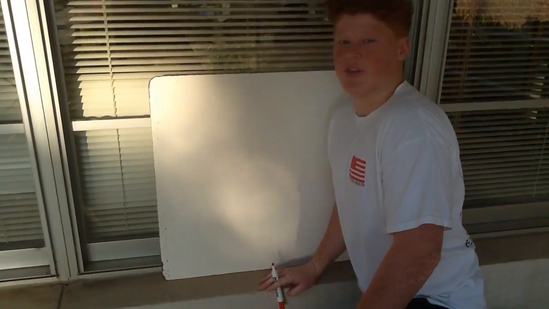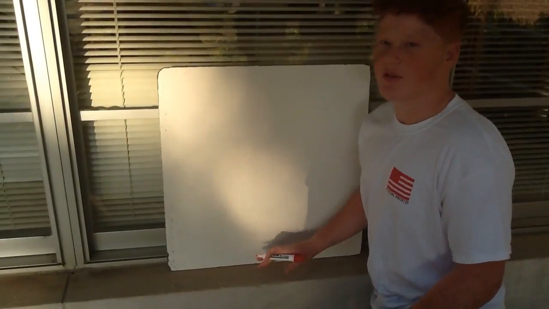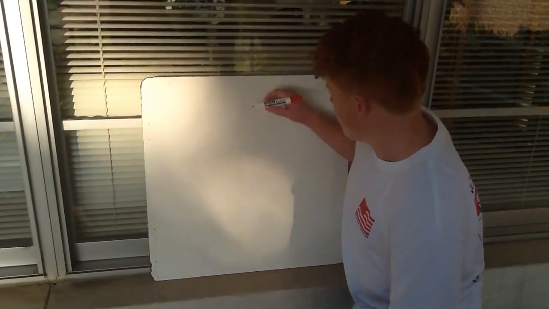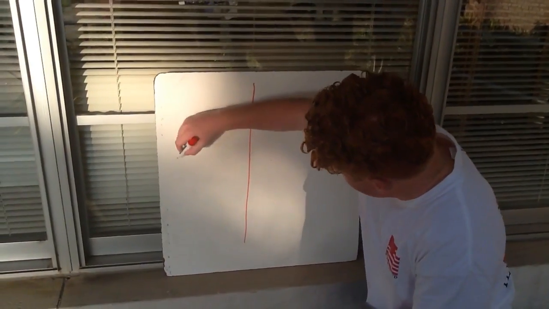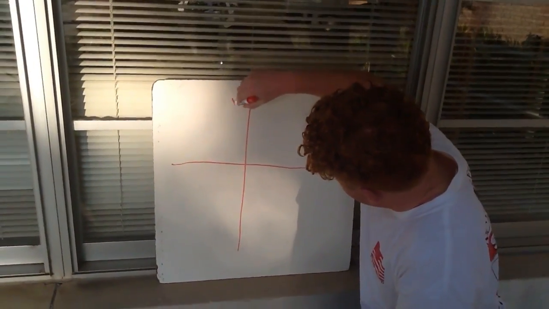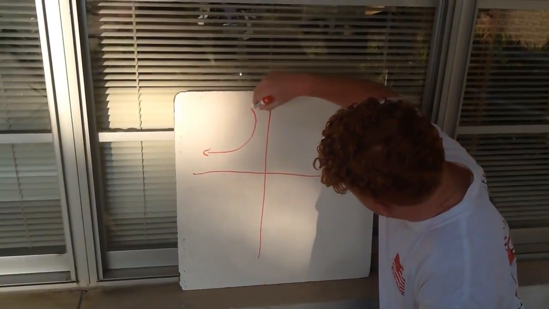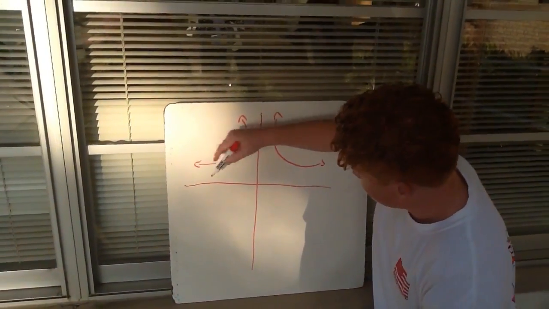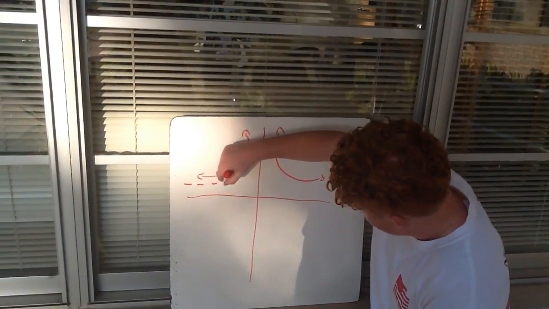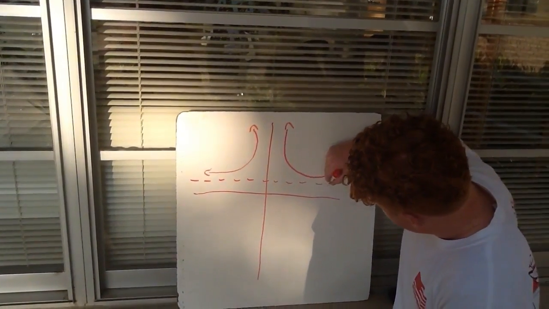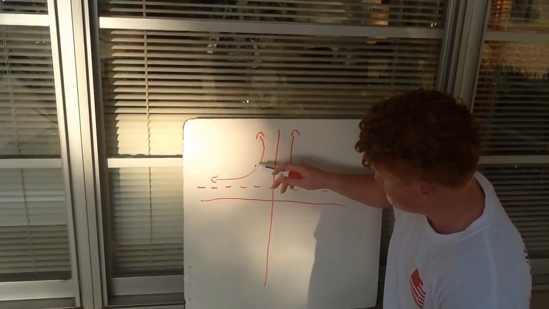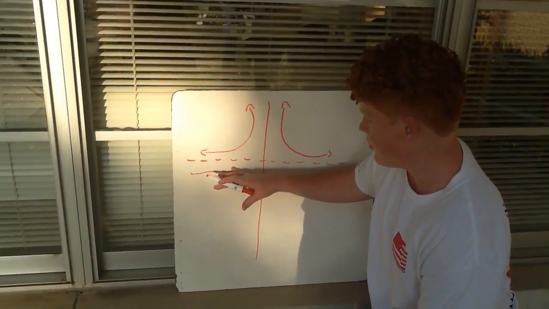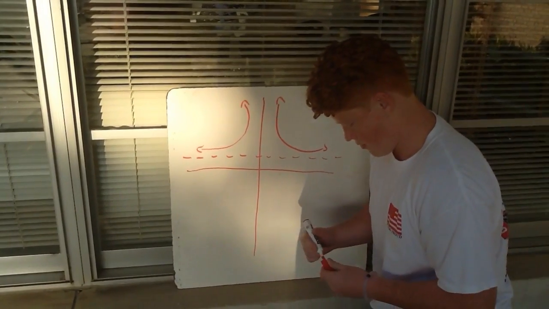Another one of our terms is horizontal asymptote. This is where the y values never go above or below a certain point. So say this is our function. The asymptote would be right here because no point on the function goes below this point. It never crosses it.